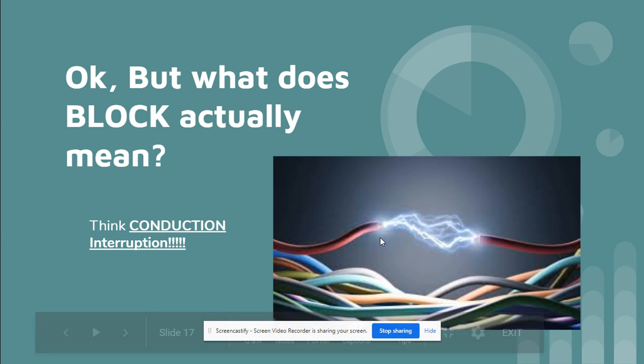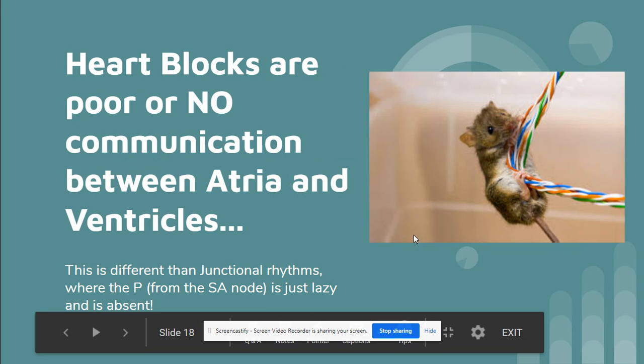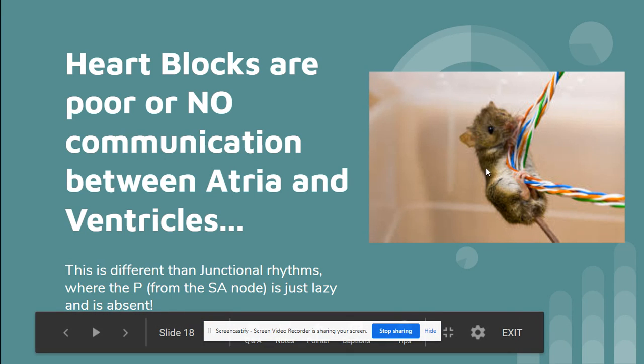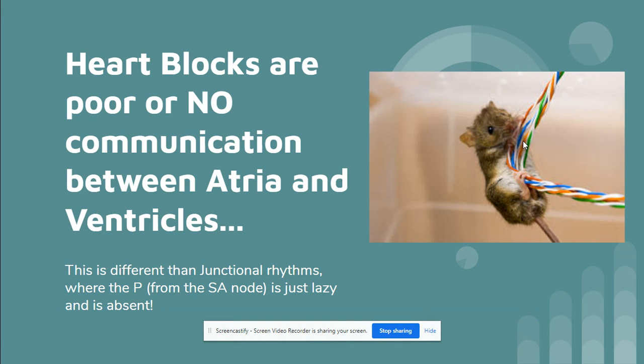So the heart is not beating like it should to give efficient pumping. Heart blocks are poor or no communication. And that's why I put a picture here of this mouse chewing on the wires, because as that deterioration of the conduction starts to happen, the conduction will be slowed or lagging. And if there is a complete absence of conduction, then we have a more severe heart block.